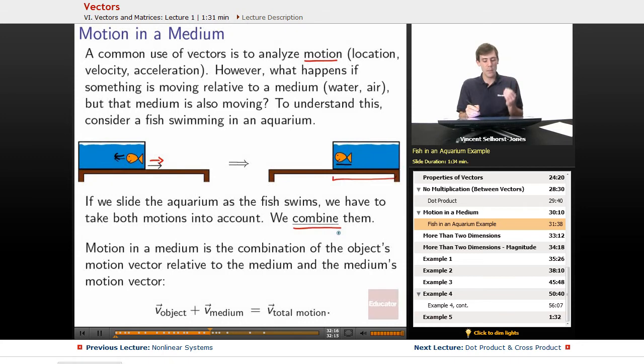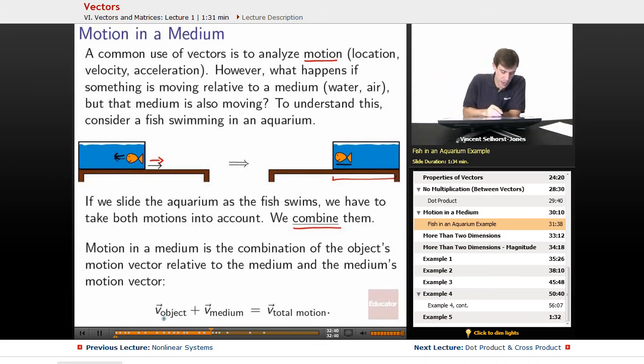So motion in a medium is the combination of the object's motion vector relative to the medium, right? The fish relative to being inside of an aquarium, and then the medium's motion vector. How is the aquarium moving? So how does the fish move in the aquarium? How does the aquarium move in a larger world? That's what we mean by relative to the medium. It's just whatever the thing is inside of, and then how is the thing that you were inside of moving?